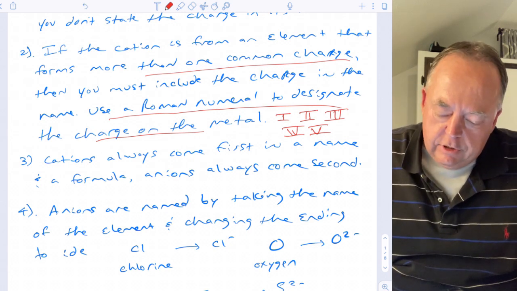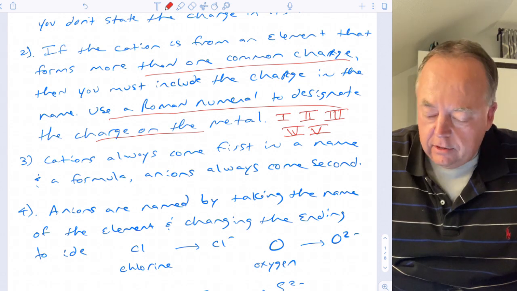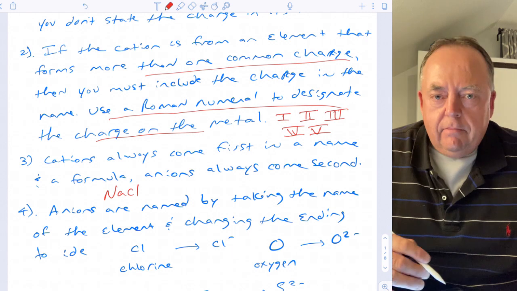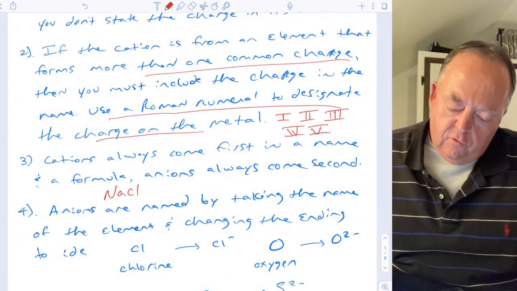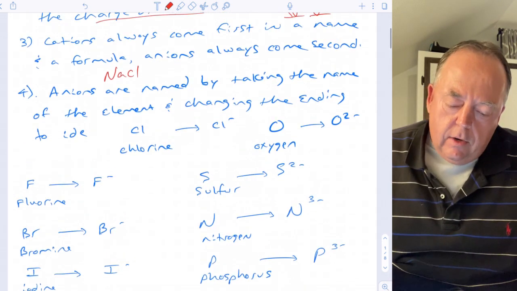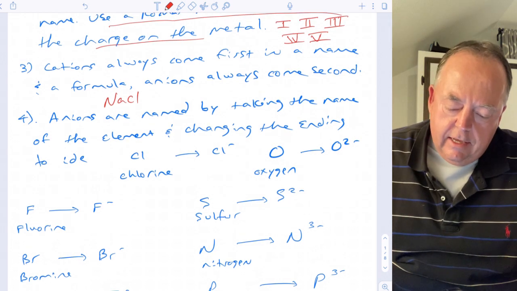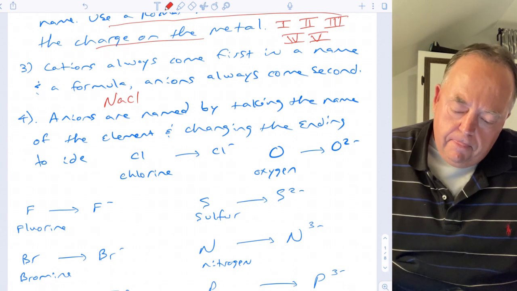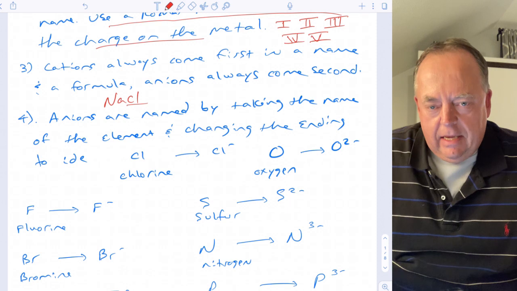So cations always come first in the name of a chemical compound and in the formula when you write the formula. So like sodium chloride, NaCl, sodium's a metal, chlorine's a non-metal, so the metal always comes first in the formula and the name. So anions, so you name the metal as itself. So sodium is the metal and Na is sodium, you just call it sodium. But the non-metal, you change the name from its element name.